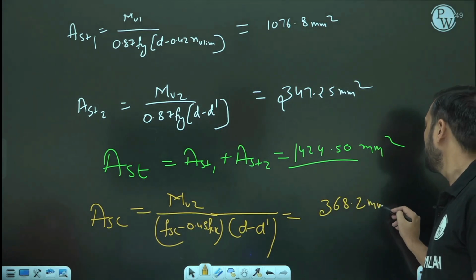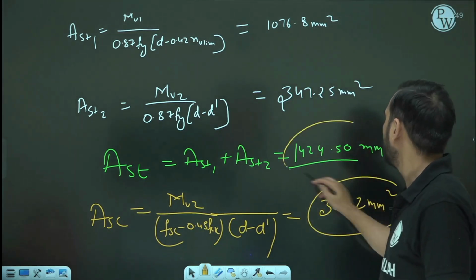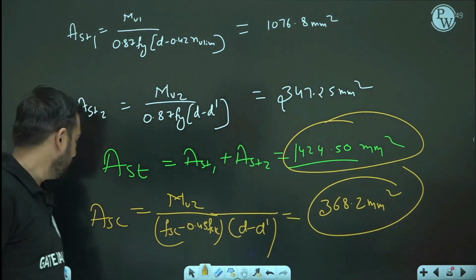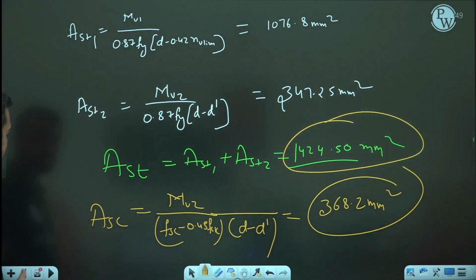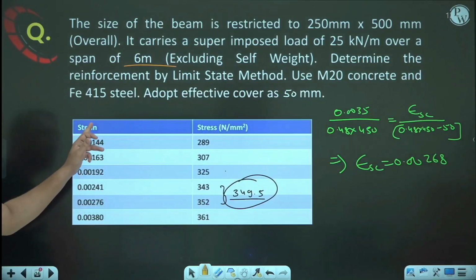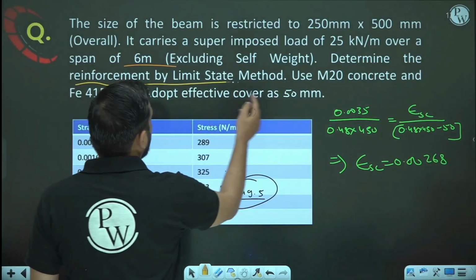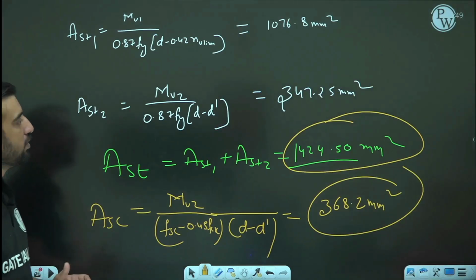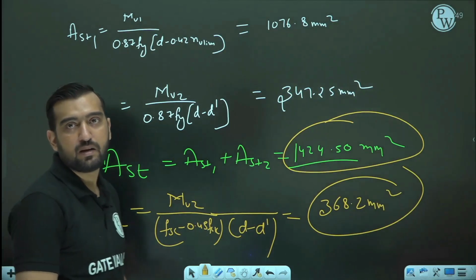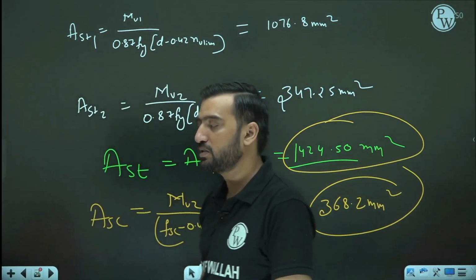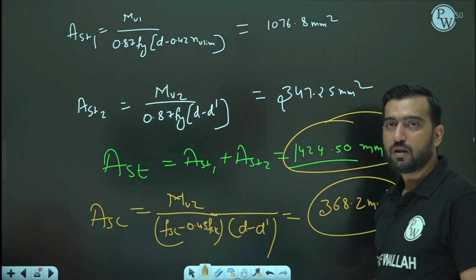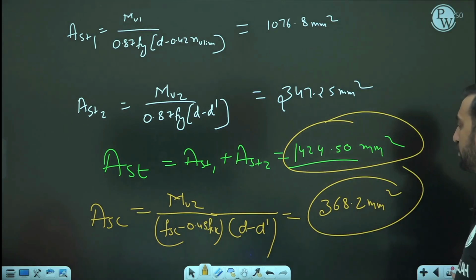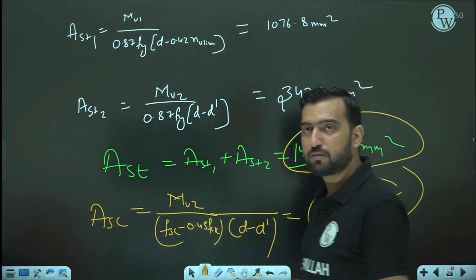So my dear friend, this is the net compressive reinforcement and this is the net tensile reinforcement, and in the question we are asked to do the same. Are you getting it or not? Okay. So we need to determine the reinforcement by LSM. The net tensile reinforcement is 1424.5 mm square, and the net reinforcement in compression is 368.2 mm square.